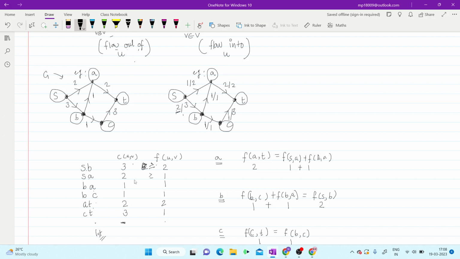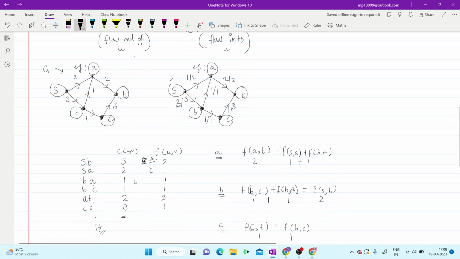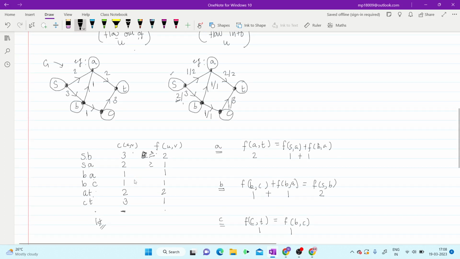Now there is a second rule also. What is the second rule? The second rule is the conservation law. Conservation law says that other than S and T, we have to check that the flow coming into each vertex should be equal to the flow going out of each vertex. And you can see this rule is also satisfied by this function. And if these two rules are satisfied by some function, then we say that it is a flow.